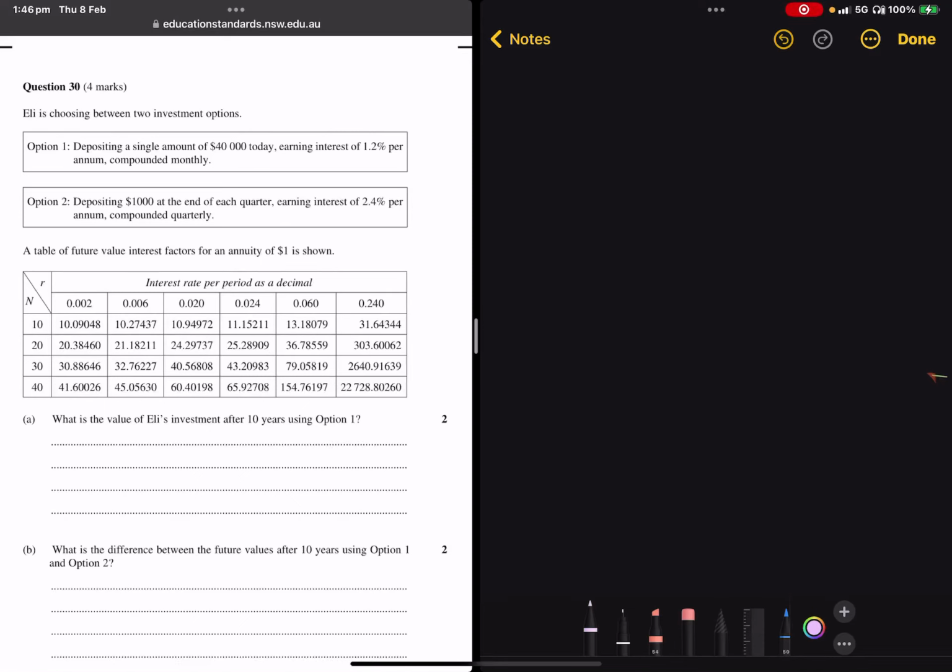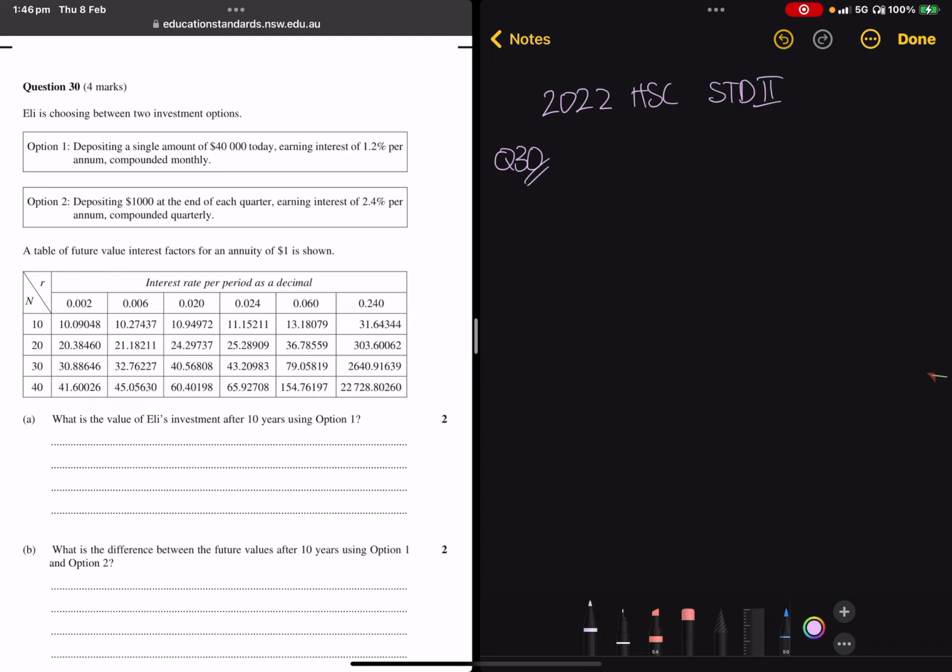Okay, so we're going to have a look at another question from the 2022 HSC Standard 2 Maths paper. This question also appears in the advanced paper. So this is question 30. We're told Eli is choosing between two different investment options.